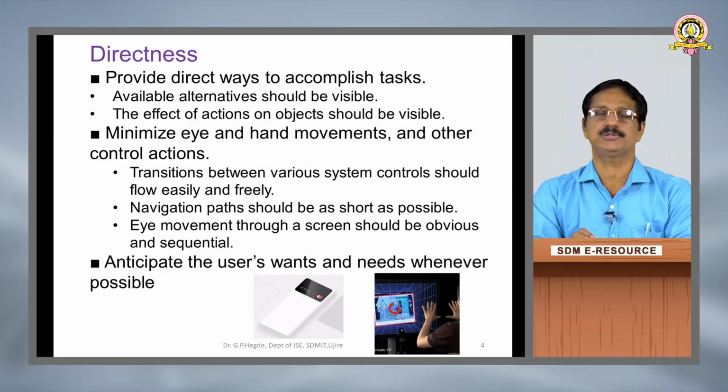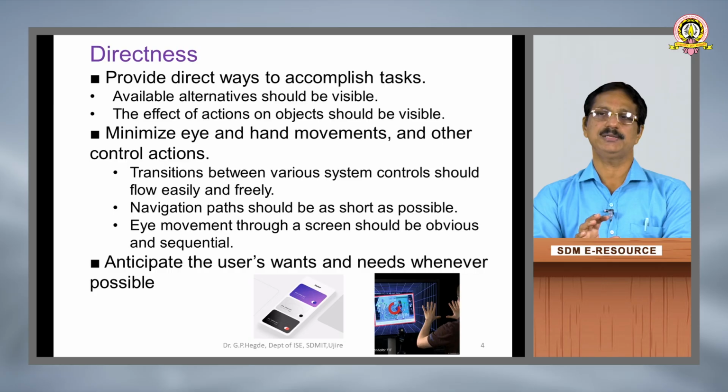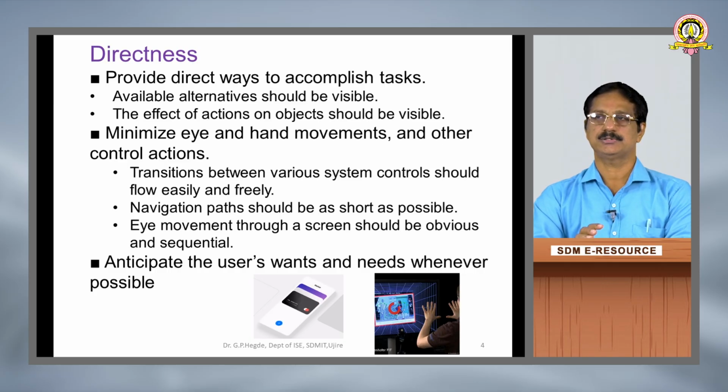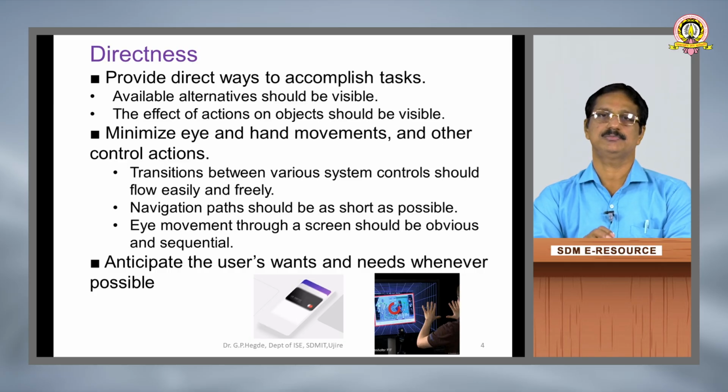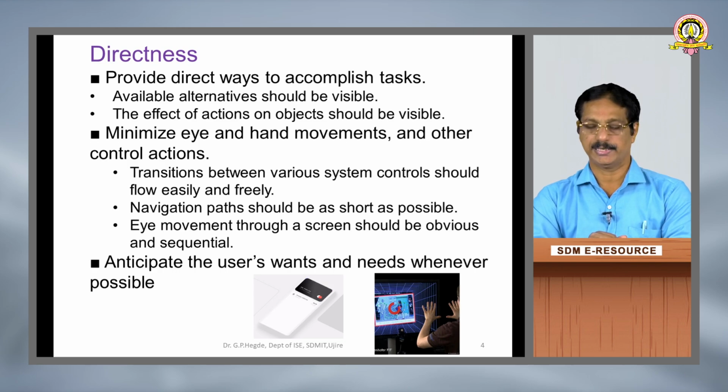Navigation paths, we know that navigation paths should be as short as possible. We make a very short navigation between user and computer, making the user interface. We will do some eye movement through a screen. It should be obvious and sequential. Anticipate the user's wants, what they want and what they need, whenever possible. All this comes under directness.